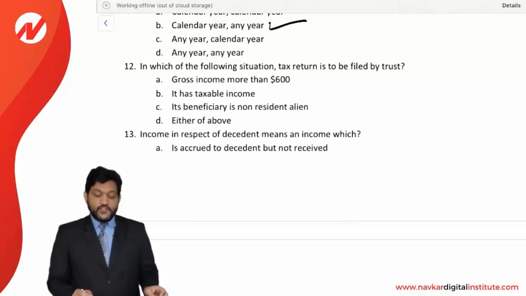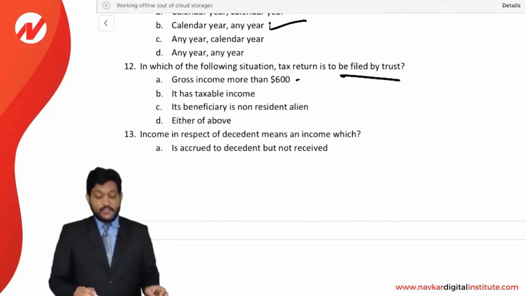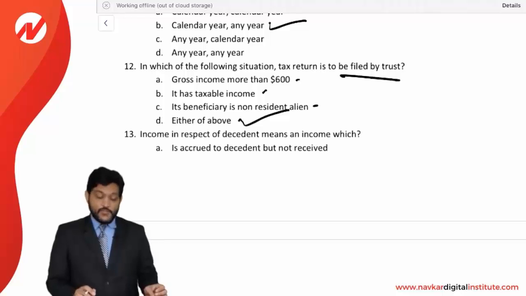In which of the following situations is a tax return to be filed by the trust? When does the trust have to file the return? Gross income more than 600? Yes. Taxable income? Yes. And the beneficiary is a non-resident alien? Yes. All are correct options. So the answer is either of the above. D is the correct option.